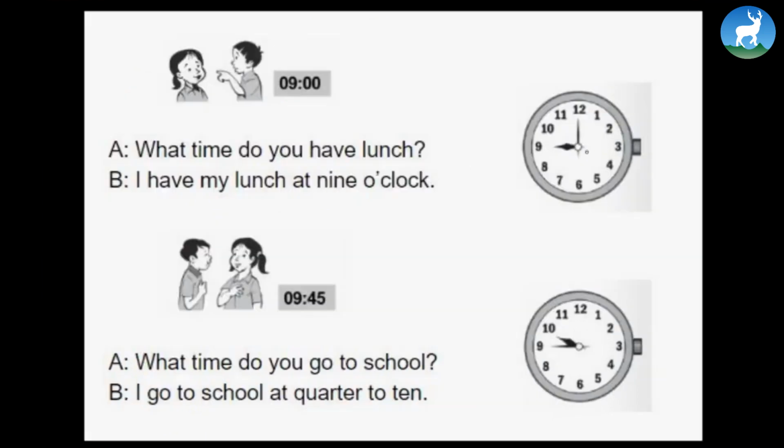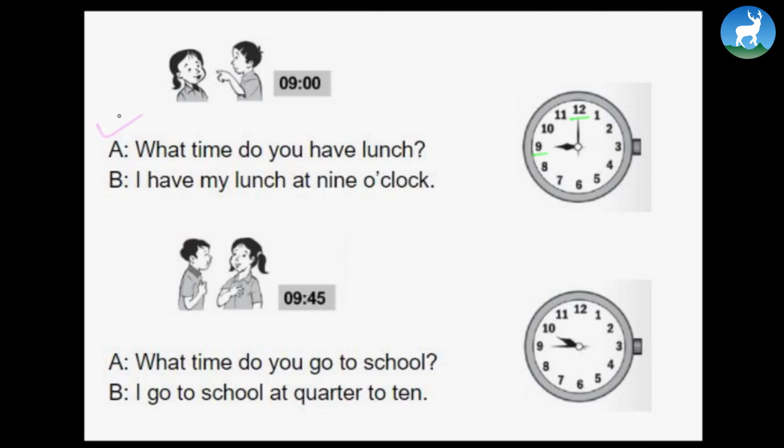Okay, if you look at this clock now, the hour hand seems to be pointing towards number 9, and the minute hand is pointing towards number 12. So it's 9 o'clock. What time do you have lunch? I have my lunch at 9 o'clock. Let's do it one more time. What time do you have lunch? I have my lunch at 9 o'clock.